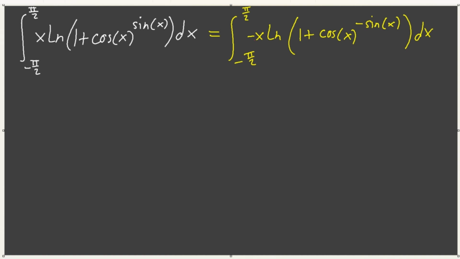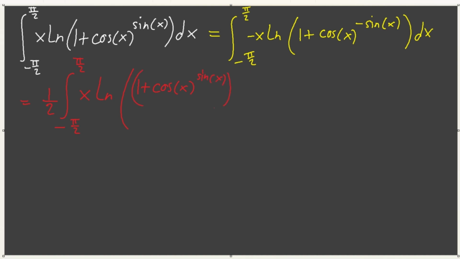Now, of course, that negative is just going to reciprocate this, and then we'll end up with cosine of sine of x over 1 plus cosine of x to the power of sine of x. I'm just going to dive in, for the sake of this integral, because it's not pretty. I'm letting you know right now, this is not pretty at all. So we have 1 plus cosine of x to the sine of x.